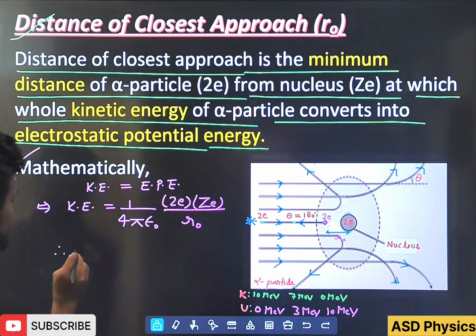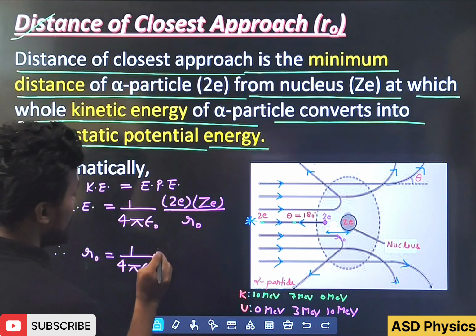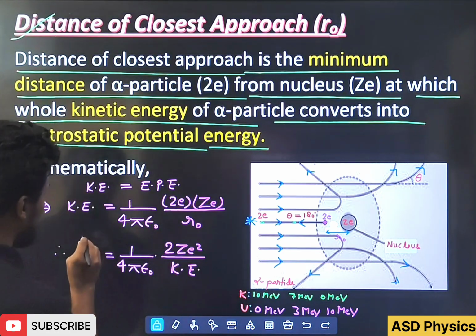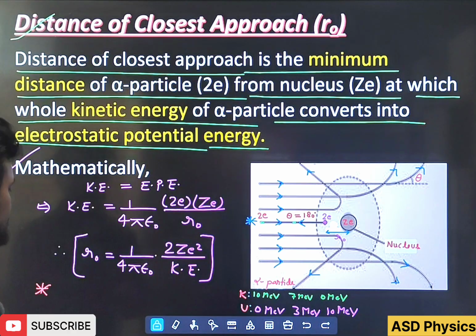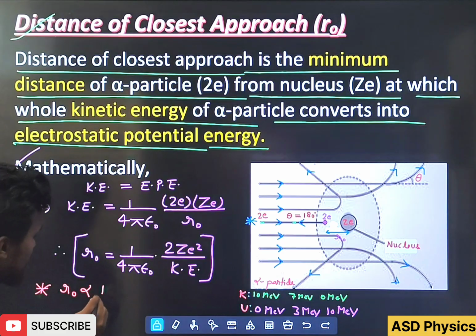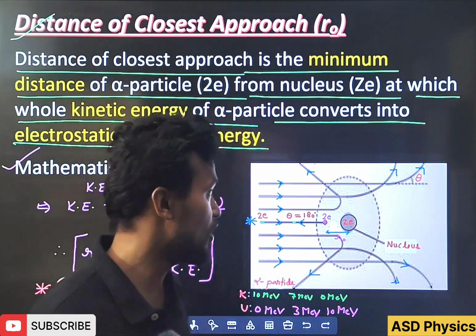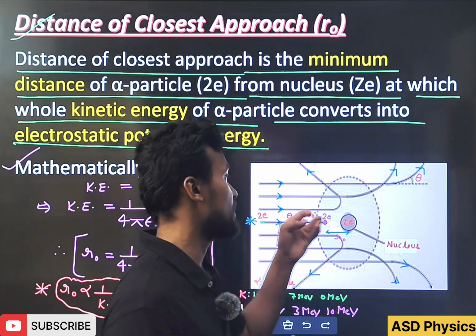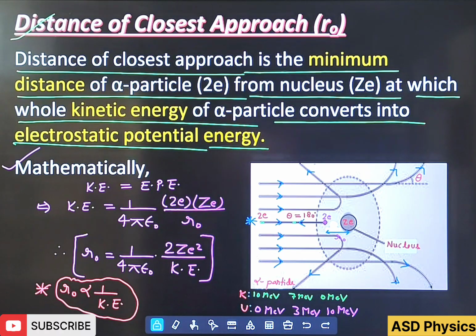So from here when I simplify, the distance of closest approach will come as 1 by 4 pi epsilon naught into 2 Ze square by kinetic energy. Remember the formula. After that, remember that this distance of closest approach is inversely proportional to kinetic energy. Directly a question used to come on this. And what is R naught? The minimum distance between the alpha particle and the nucleus at which the whole kinetic energy of the alpha particle is converted into electrostatic potential energy. Kindly see this very well, very important.